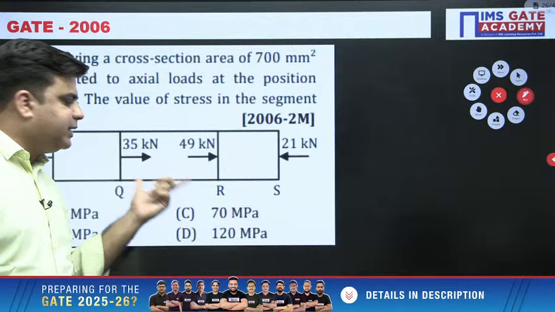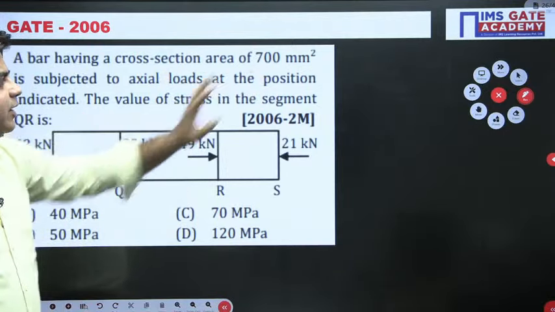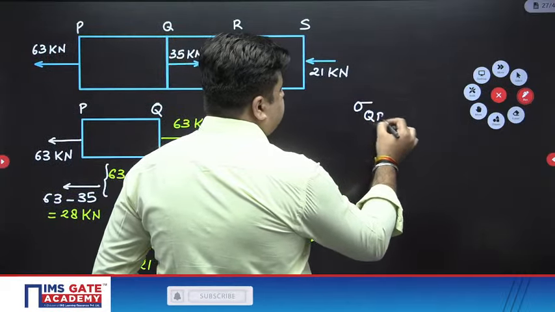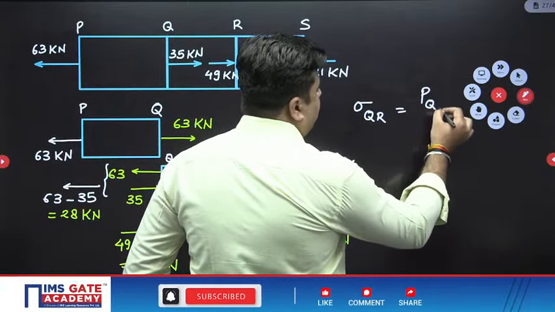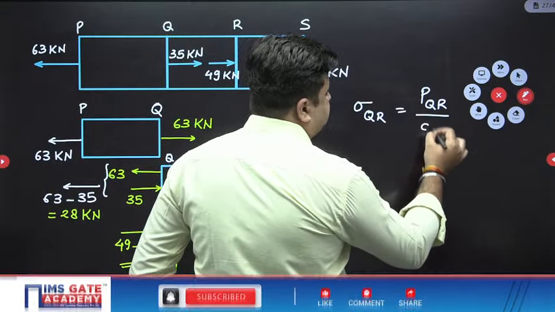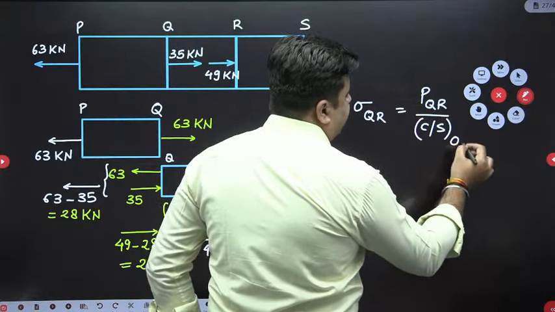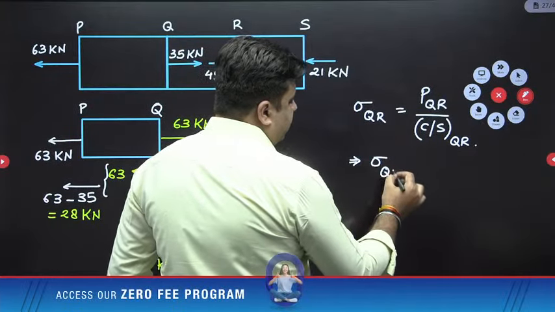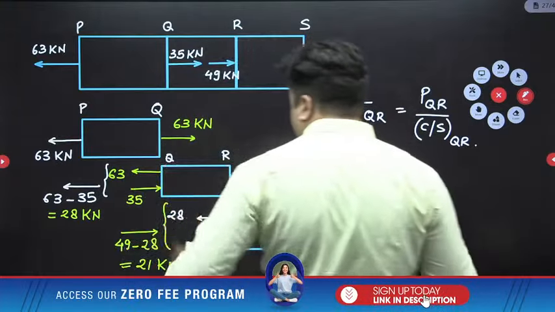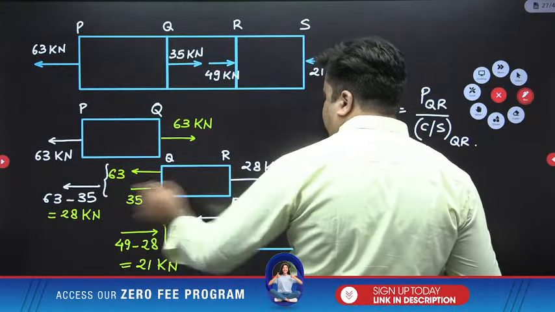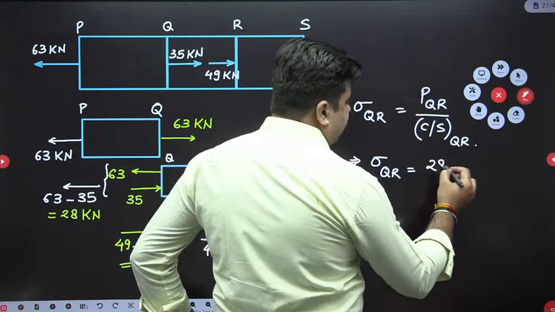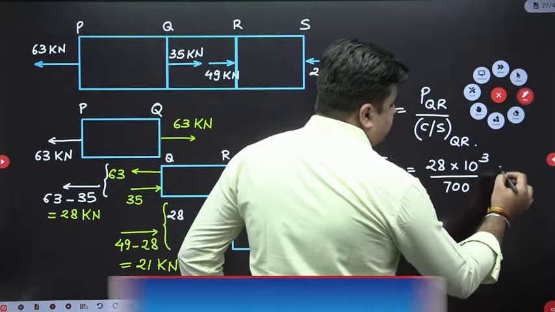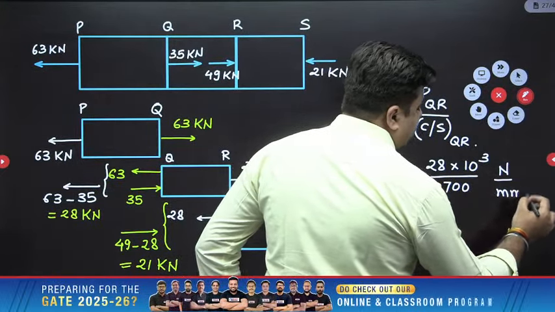This segment QR. Cross-sectional area 700 mm square is already given to you. So what is stress on the segment QR? Stress on the segment QR is equal to the load of segment QR divided by the cross-sectional area of segment QR. Calculate this. What is the load on segment QR? Net load on this segment QR is 28 kilonewton. So 28 into 10 raised to power 3 divided by 700 mm square. So this will be in Newton per mm square. Please calculate this and tell me the answer.